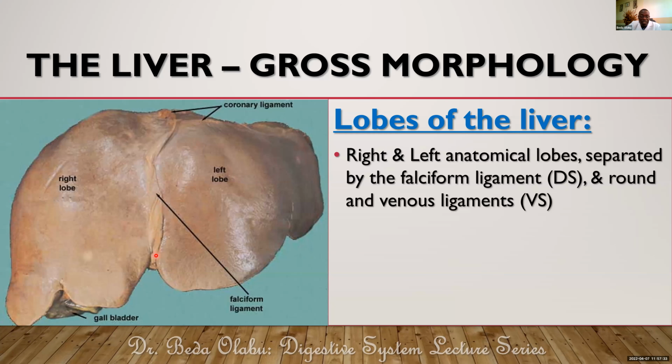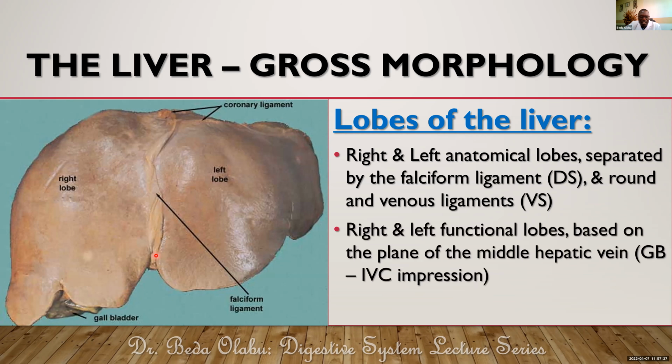However, if you look at the visceral surface of the liver, we will note that it's separated by something else. There's what we call the ligamentum venosum of the liver. This is also what we call the ligamentum teres of the liver. Well, you can call it the round ligament of the liver. So on the visceral surface, we note those ones, still separating the right and left anatomical lobe.